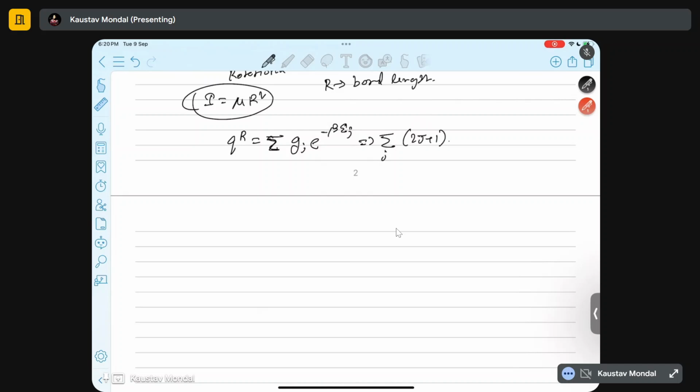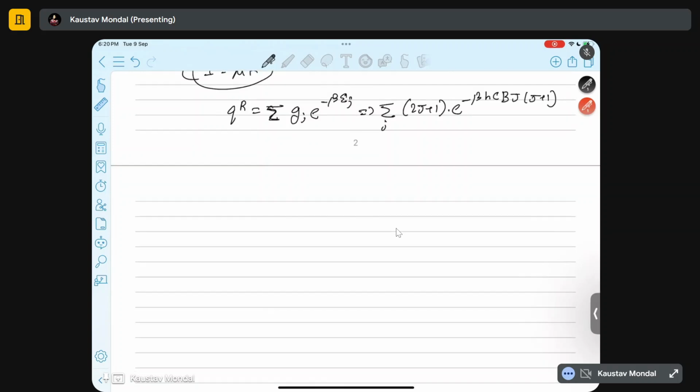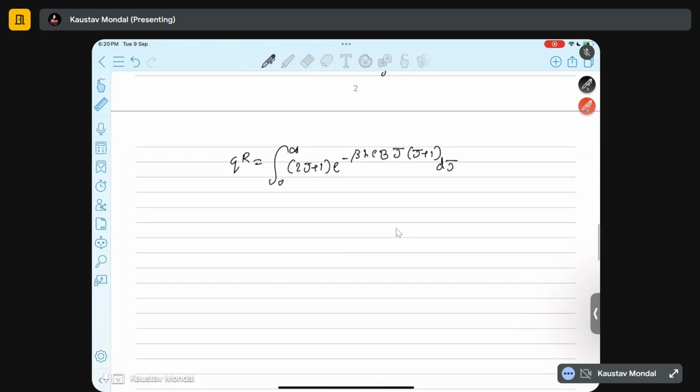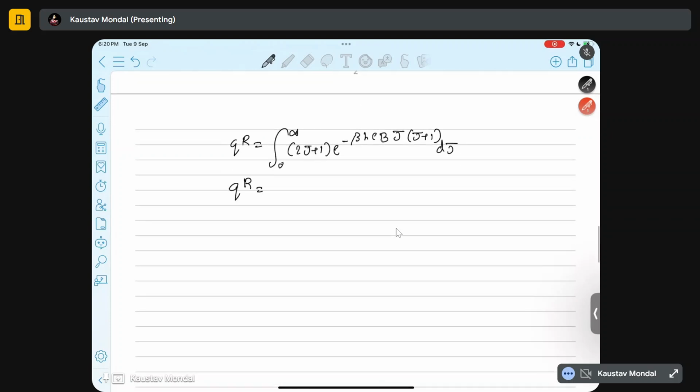So we have 2J plus 1 e to the power minus beta hcB J into J plus 1. If you substitute the summation with an integration, it looks like the integral of 2J plus 1 e to the power minus beta hcB J into J plus 1 dJ. If you do the whole integration, we get qr equal to 1 by beta hcB.